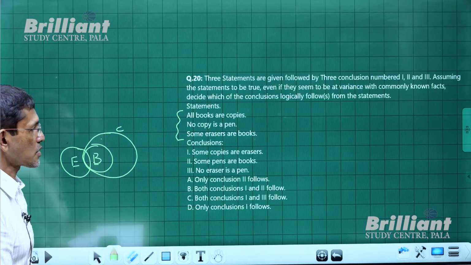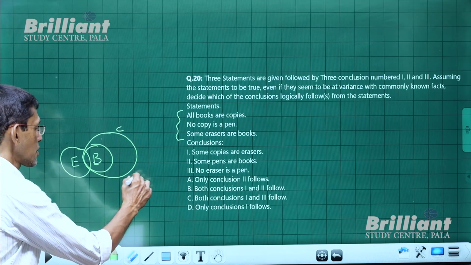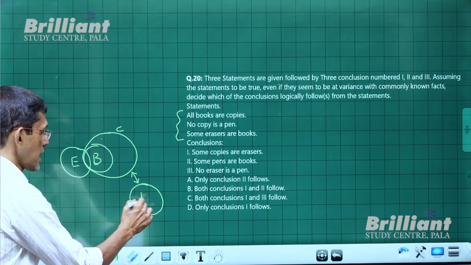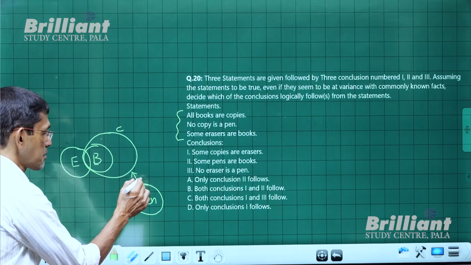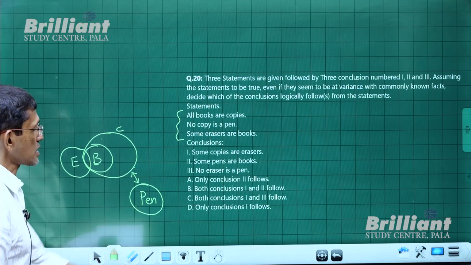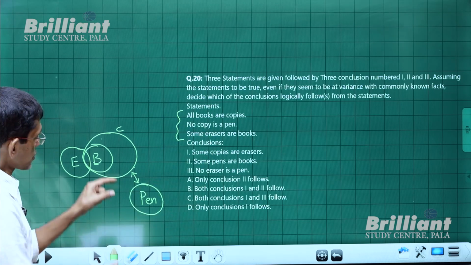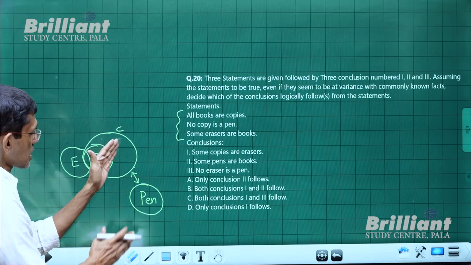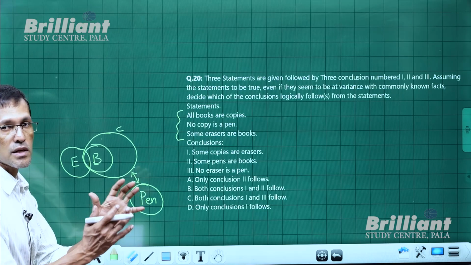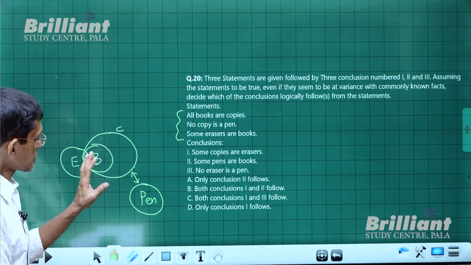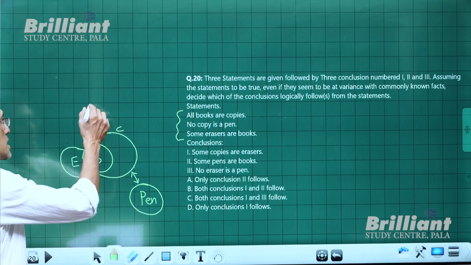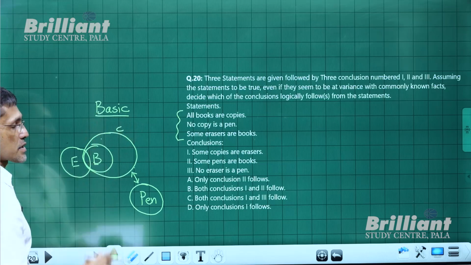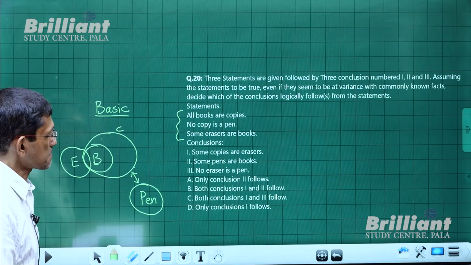Now the second statement, no copy is a pen. So this is copy. I draw this space arrow to indicate that pen cannot intersect with the copy. The reason for that is no copy is a pen. So these two circles, the copy circle and the pen circle, cannot intersect. Once you are ready with the basic diagram, it is the diagram with the minimum intersection.